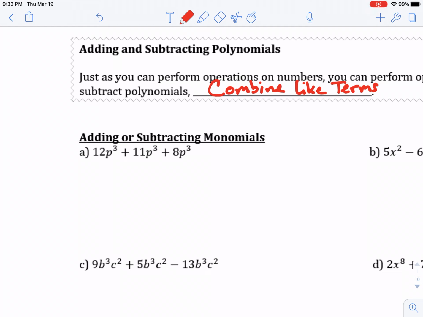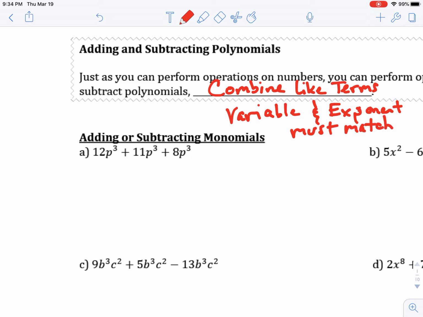Now, to review what like terms are, you need the variable and the exponent to match perfectly. They must match in order to consider two terms like terms. So see this p to the third power that all these have? They are all like terms. So we could add them all together.